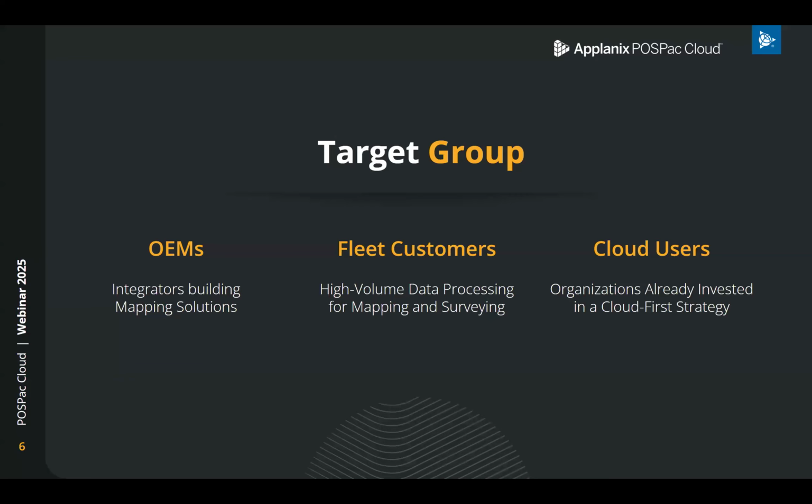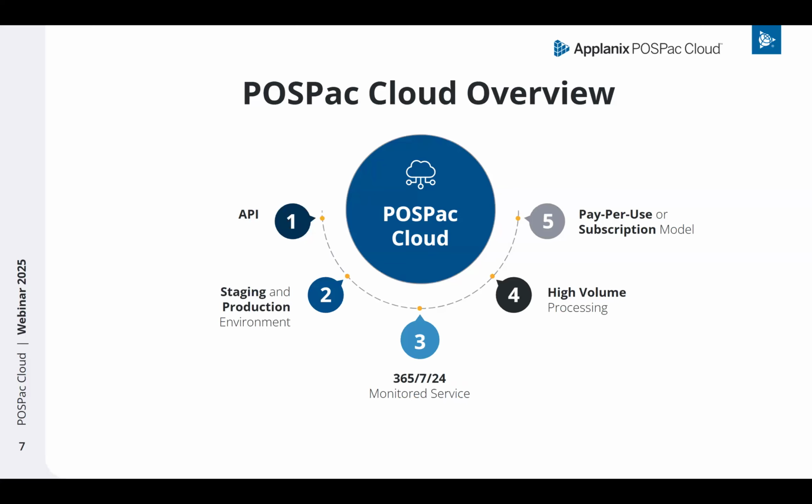So who is basically our target group here? Our target is OEMs who are system integrators developing mapping solutions, fleet customers who are handling high-volume data processing for mapping and surveying, and organizations already invested in a cloud-first strategy. Other target groups include companies with remote or distributed teams, organizations focused on data security and compliance, and startups and agile teams. Here's a quick overview of POSPac Cloud service.